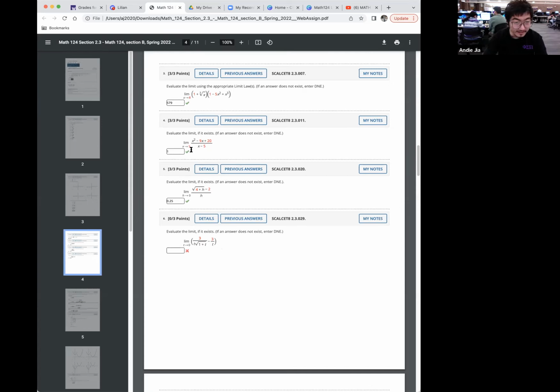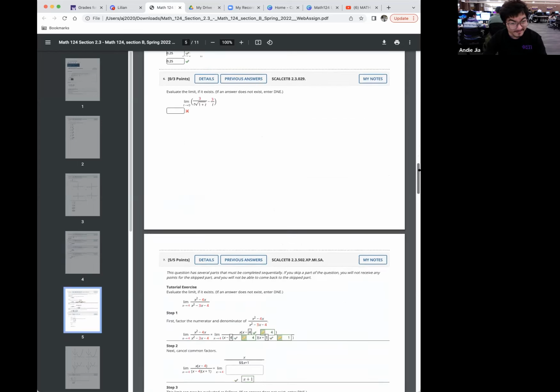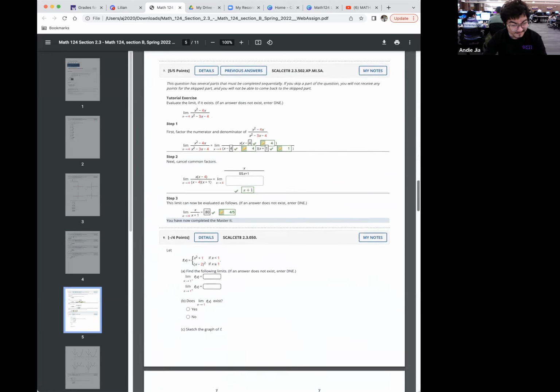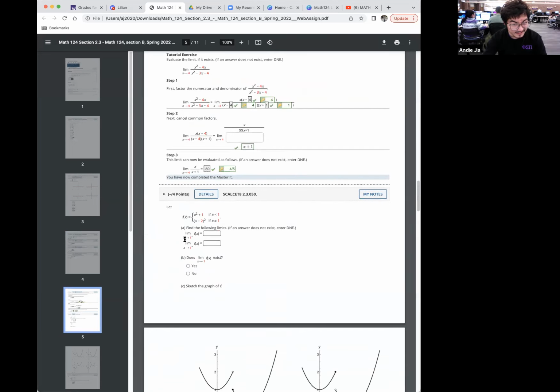So if it's polynomial, factor and cancel. If it's a radical, conjugate the radical. If a radical is on the bottom, conjugate the denominator. So whenever there's a radical, conjugate, no matter where it is, then find the limit.